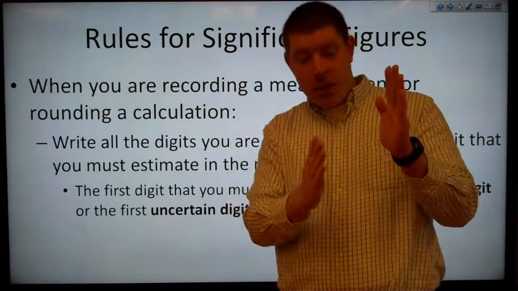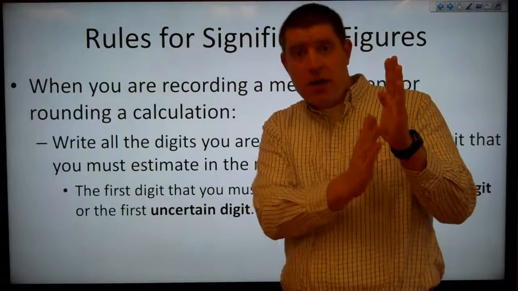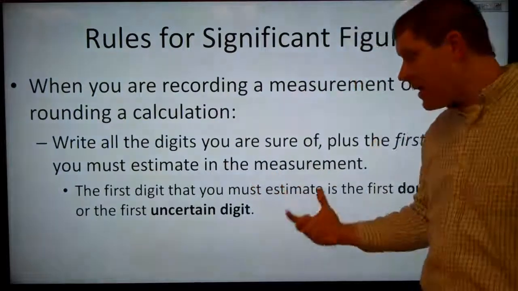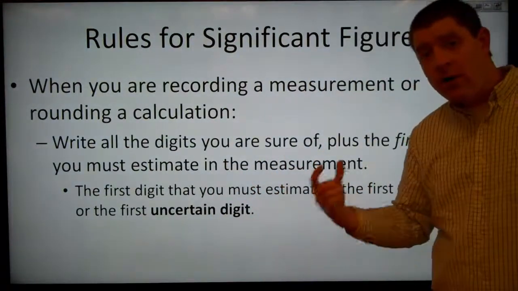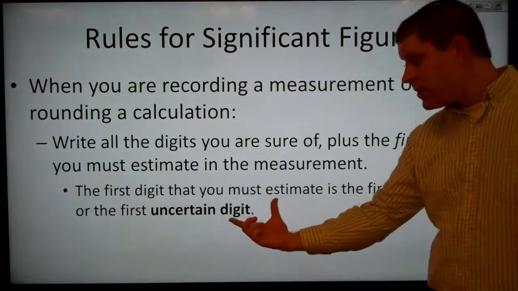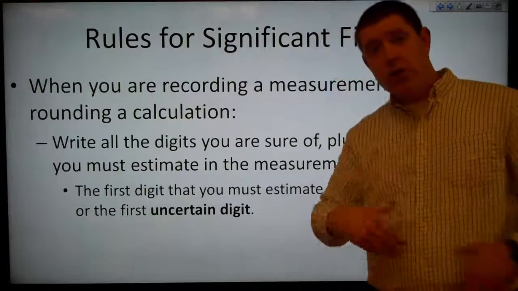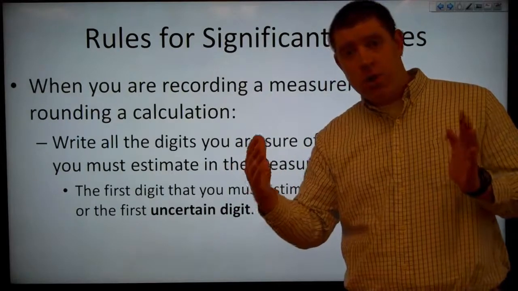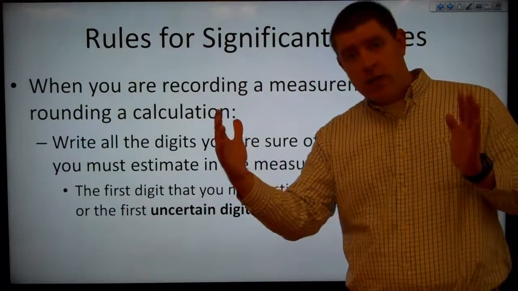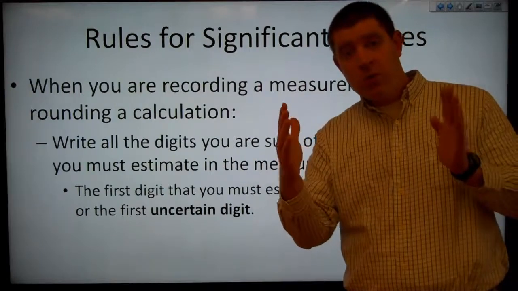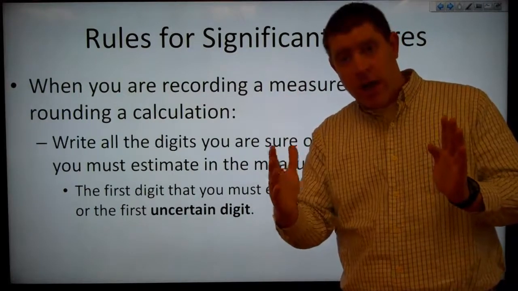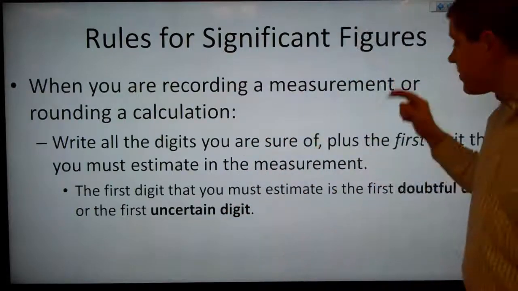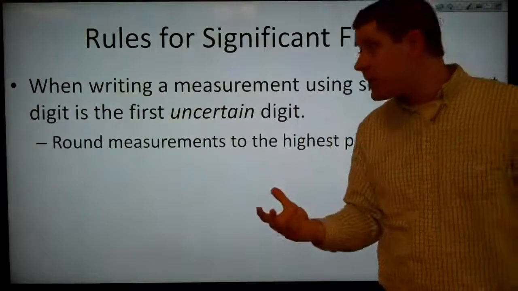So you estimate. If it's halfway, then it's a 5. If it's 90% of the way, then it's a 9. If it's only 10% of the way, it's a 1, and so on. So you're estimating that first digit past whatever marks you have. This is the first uncertain digit. It's uncertain because you're guessing. Everybody using that instrument or that measuring device should get the same digits up until the graduation marks. After that point, it's a guess, and different people may get different values. That's why there's some uncertainty there.